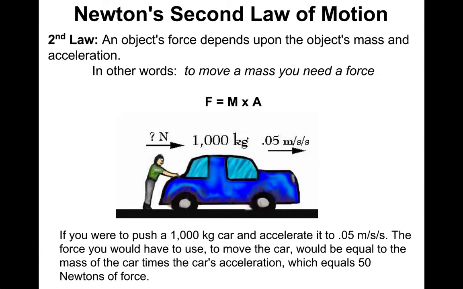Newton's second law of motion states that an object's force depends upon the object's mass and the acceleration. In other words, to move a mass, you need a force. If you want to get this 1,000-kilogram car moving, to accelerate it to 0.05 meters per second squared, you would need to use 50 newtons of force to push that car to get it moving to that acceleration.